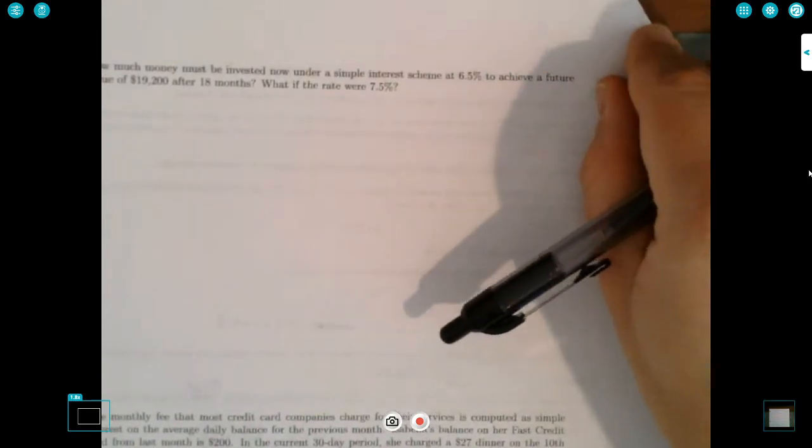Here's another example. It says how much money must be invested now under a simple interest scheme at 6.5% to achieve a future value of $19,200 after 18 months. What if the rate were 7.5%?